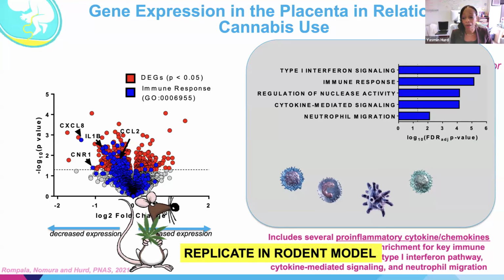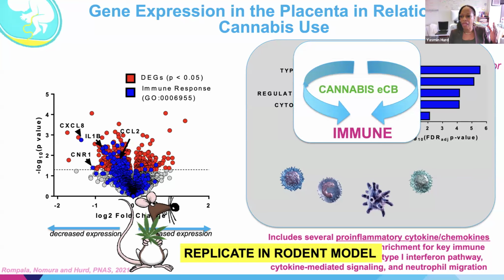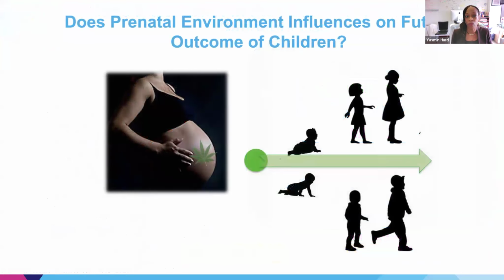Once again, we could replicate this in our rodent models, and in both the human and our rodent models, it showed that the males were more affected. The male placenta, I should say, was more affected. And the endocannabinoid system and cannabis itself play a really strong role in regulating immune function. So again, perhaps not surprising, but still surprising in the strong effect that we saw in the placenta.